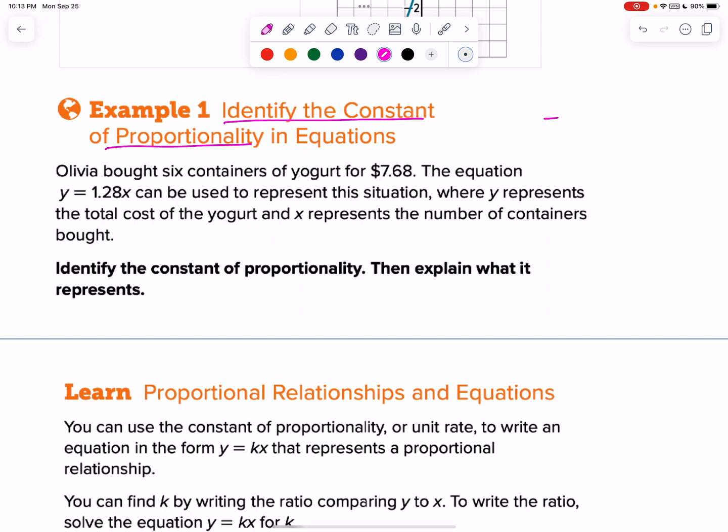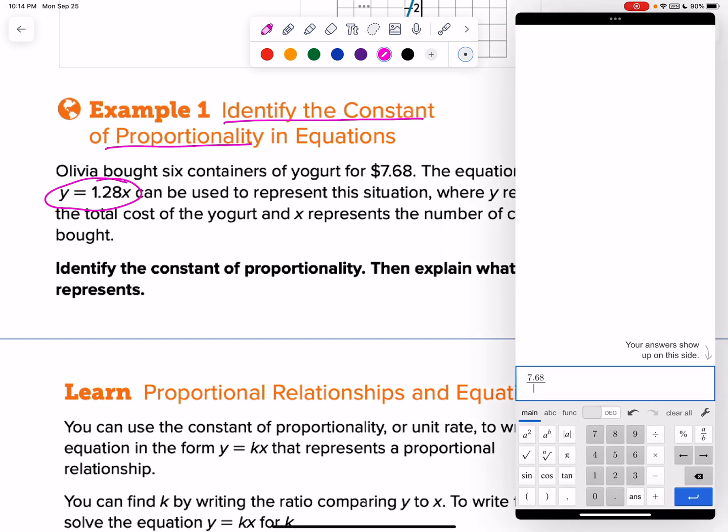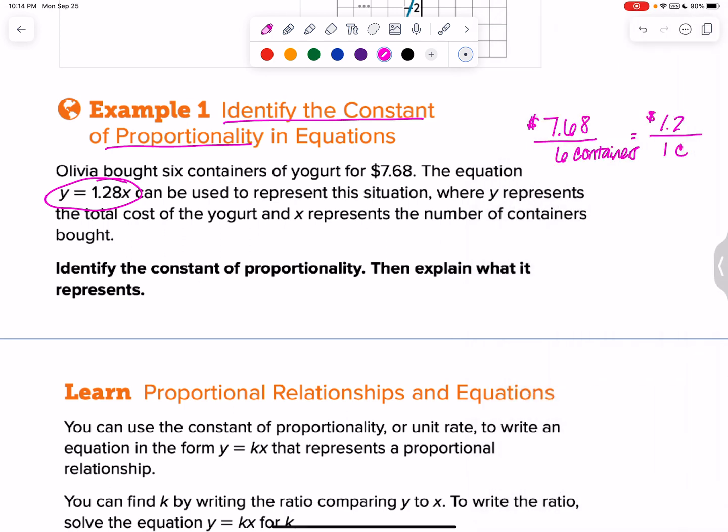So to break down where they got this y equals 1.28, what they did was they did the $7, because we know money goes on top when we're doing unit cost, and 68 cents over the 6 containers, and made a unit rate for one container. How much was the cost? And so we know to do that, we do 7.68 divided by 6. I just want you to see where they got that number, and you can see it equals $1.28 per container. So this is the unit rate.